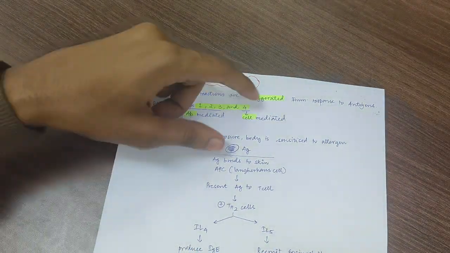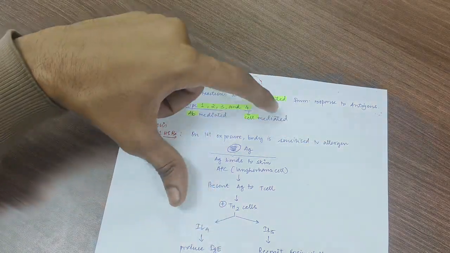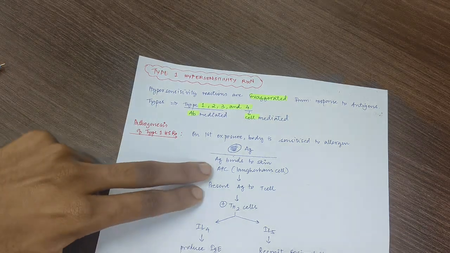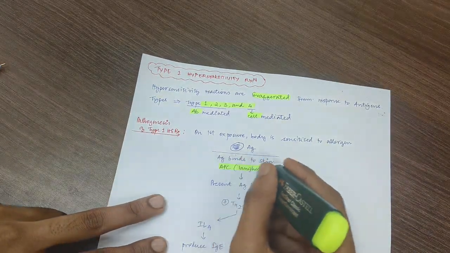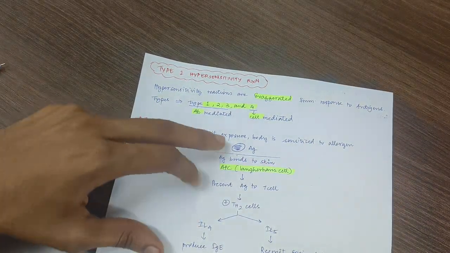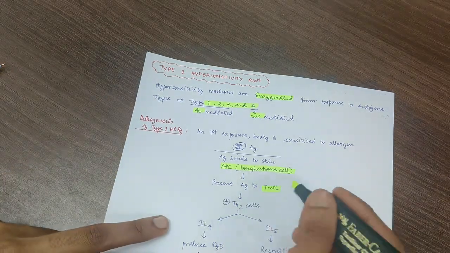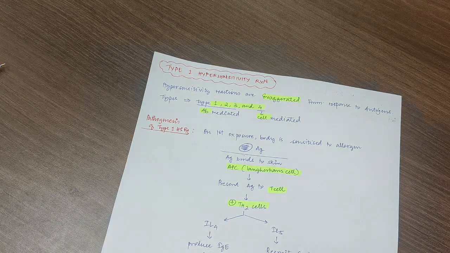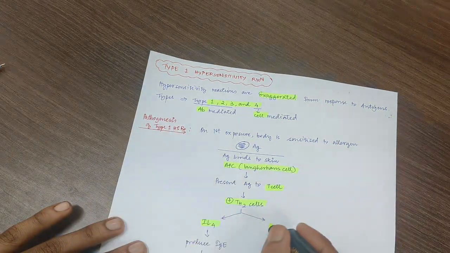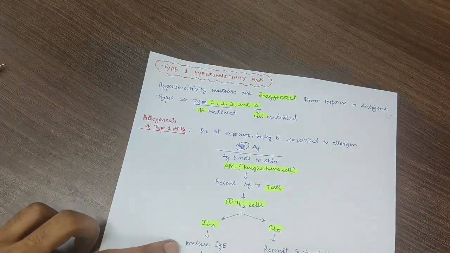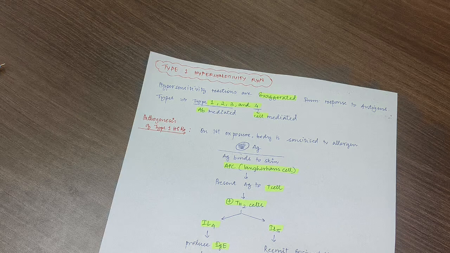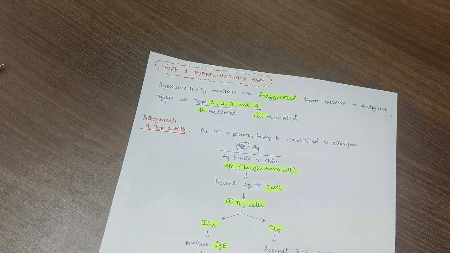Next, pathogenesis of type 1. On the first exposure, the body is sensitized to the allergen. The antigen will bind to the skin. In the skin, there are Langerhans cells, which are antigen presenting cells. They bring the antigen to the T cell, and there is activation of Th2 cells. Once Th2 cells are activated, there is interleukin 4 and interleukin 5. Interleukin 4 will produce IgE, that's why type 1 is IgE mediated, and it acts on mast cells. On repeated exposure, the mast cells are activated and that will lead to mast cell degranulation.